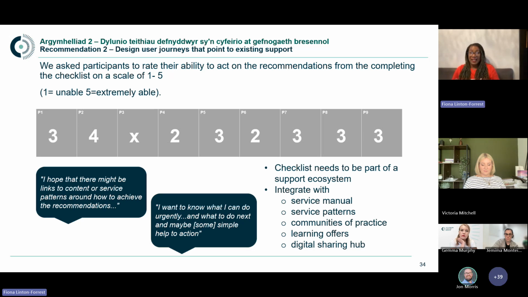So for the recommendation here, what we're saying is that the checklist shouldn't be just a checklist on its own. It needs to be part of an integrated ecosystem of support with things like the service manual that already exists, other learning offers, and the digital sharing hub.